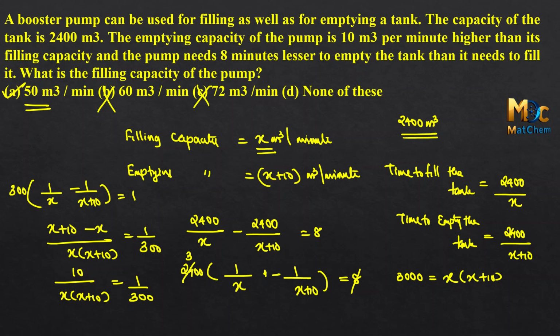If you are not comfortable taking it from the options, what can you do? We can have two methods to approach this. That is, x into x plus 10 is equal to 3000.